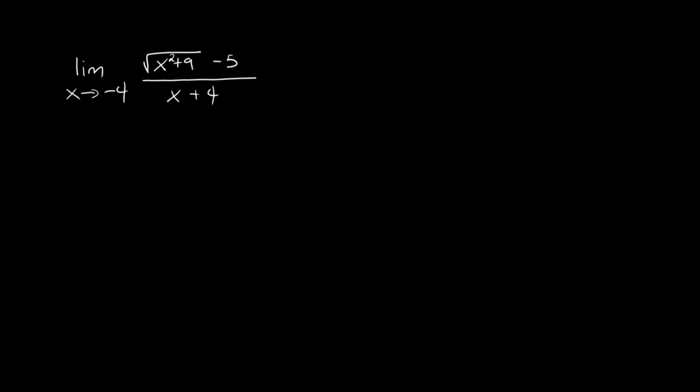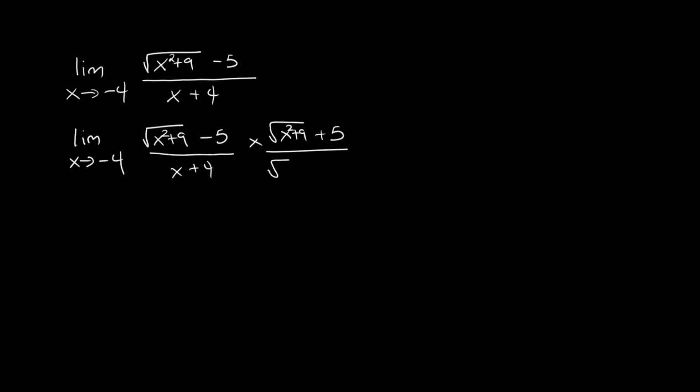Now, before we are able to attempt, we need to find the conjugate of our radical. And so this becomes the limit as x approaches -4 of the root of x squared plus 9 minus 5, divided by x plus 4, multiplied by the root of x squared plus 9 plus 5, divided by the root of x squared plus 9 plus 5. Now that we found the conjugate, we can go ahead and multiply our numerators and our denominators.